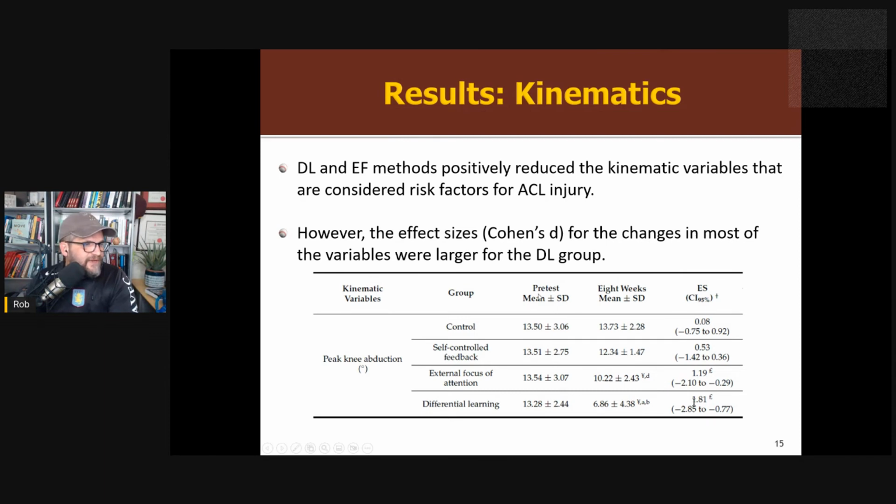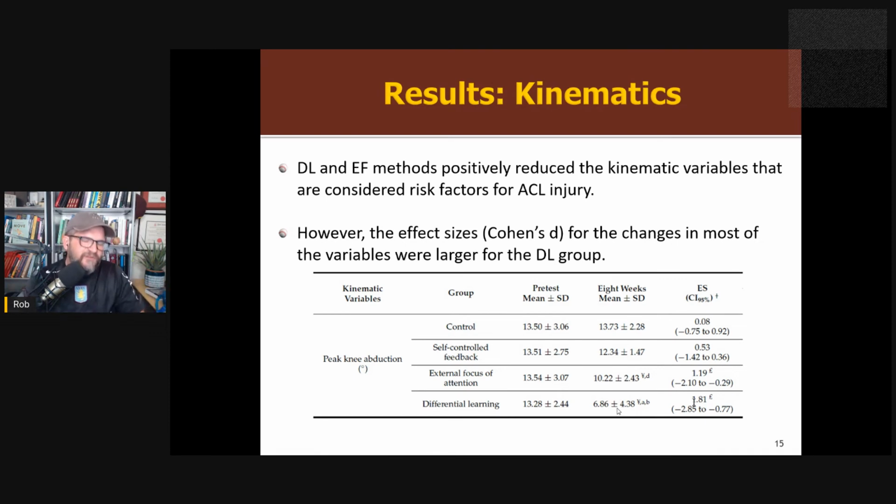If we look at, for example, the knee abduction angle, in the control group, there was no significant change. It went from 13.5 to 13.7. In the self-control group, there was a slight decrease, but it wasn't significant, from 13.5 to about 12.5. In the external attention groups, there was a significant reduction, 13.5 to 10, while in the differential learning group, there was about 13.2 to 6.8, so almost cutting more than in half. And that's another basic finding.